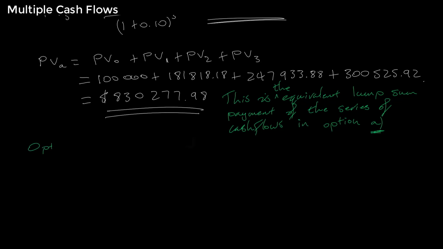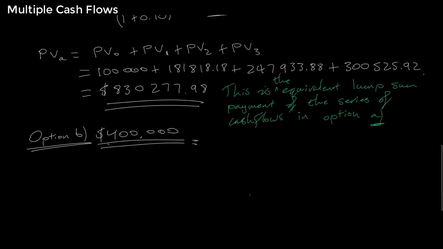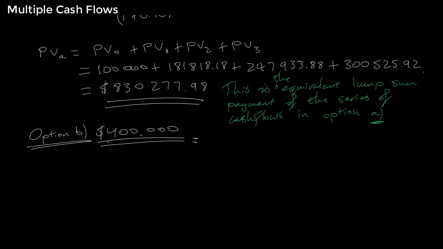So comparing this to option B, right? So option B will give you $400,000 upfront. So the present value of option A is $830,277.98, and that is clearly better than taking option B. Okay, so the short answer of this question is, unless you really need the money right now, it's far better to take option A.